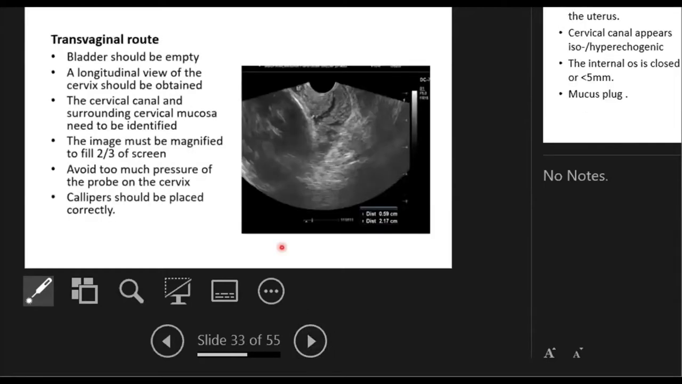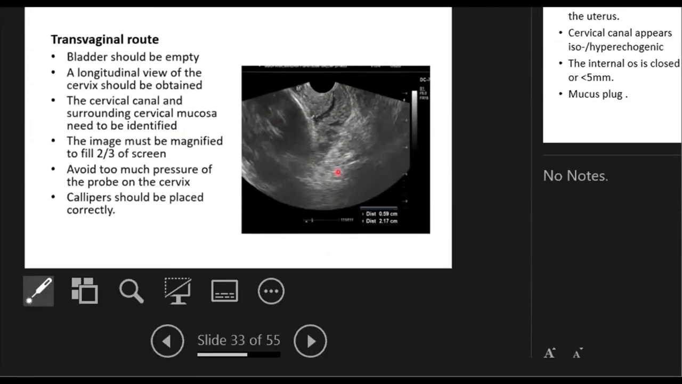We are using the transvaginal route, which we said is the standard. The bladder should be empty. Is that clear? Transabdominally, half full. Transvaginally, empty bladder. In a longitudinal view of the cervix, we should again see the cervical canal and the cervical canal echo that I've already mentioned. Then we visualize the anterior lip of the cervix and the posterior lip of the cervix. The image should be zoomed enough to fill about two-thirds of the screen.